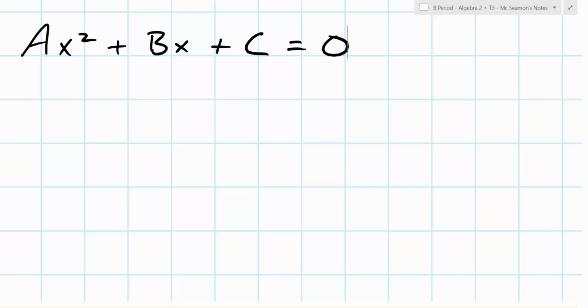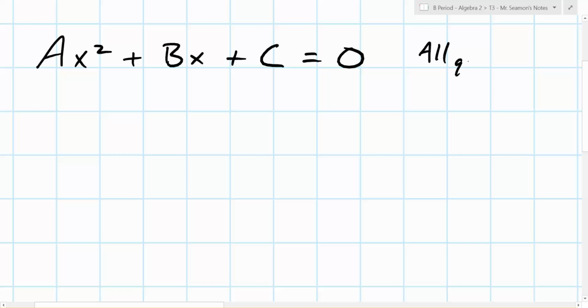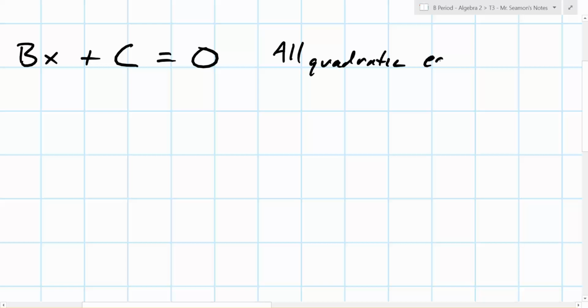Which values do you change to get different quadratic equations up there? A, B, or C. X is a variable. A, B, and C are any real numbers, any constants. So this represents all quadratic equations. Can you always set it to 0 if you need to? Yes. All quadratic equations.